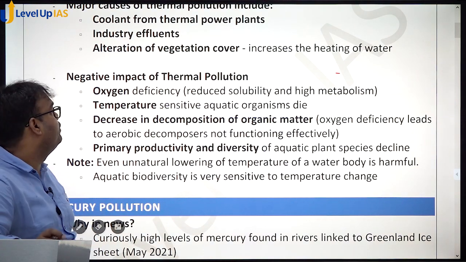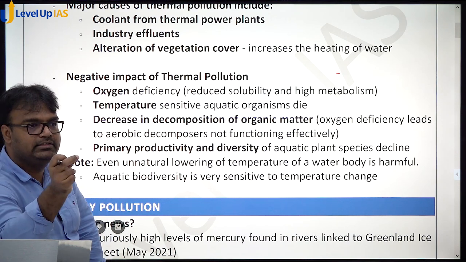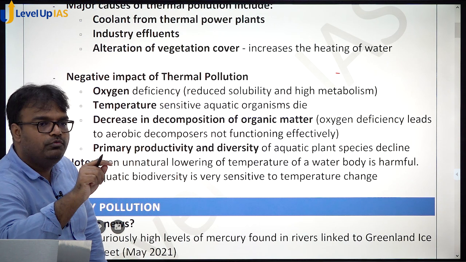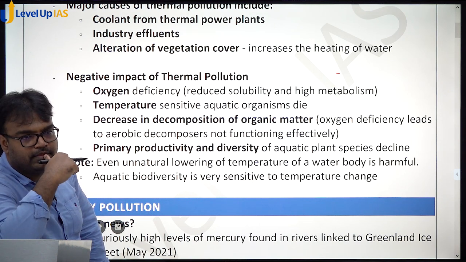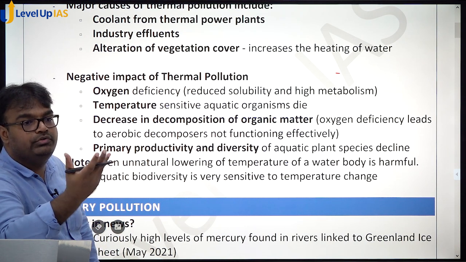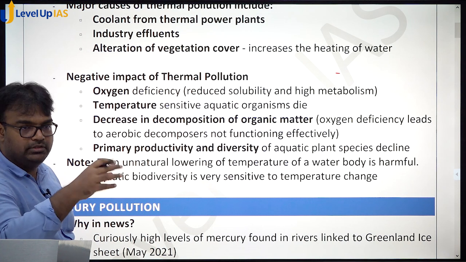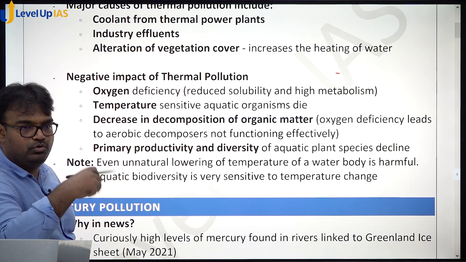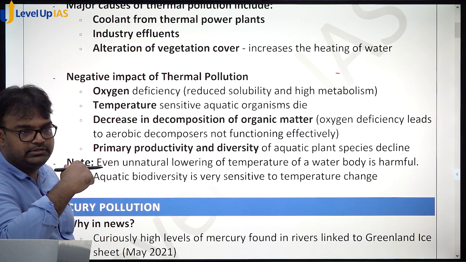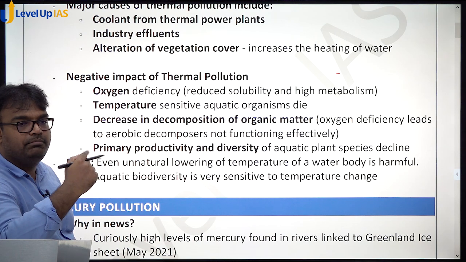Now, what are the impacts of thermal pollution? First is oxygen deficiency. In general, the solubility of any gas in water will reduce with an increase in temperature. When water starts boiling, you will see gas going out. You also note this with cold drinks: at colder temperatures, they are able to keep more CO2 in them, but as they warm up, CO2 is released. In the same way, oxygen dissolved in water would be released because of increased temperature.